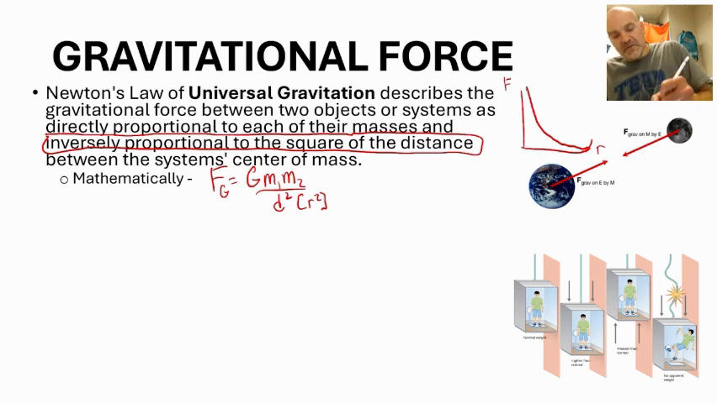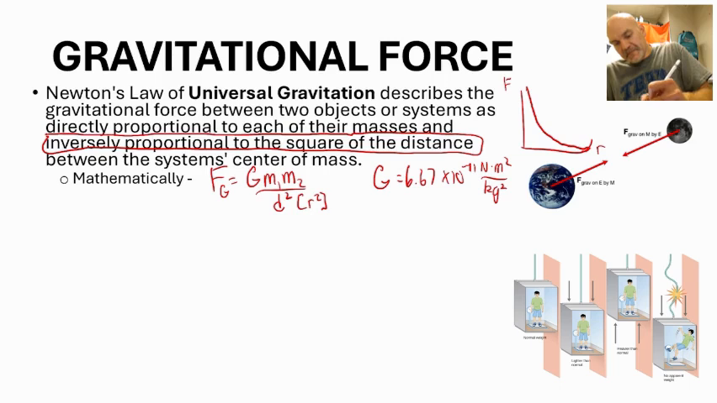Now, the question is, what is G? Well, G is not 9.8. It is called the universal gravitation constant, and the value is 6.67 times 10 to the negative 11th newton meters squared per kilogram squared. I had the electricity and magnetism equation stuck in my head.